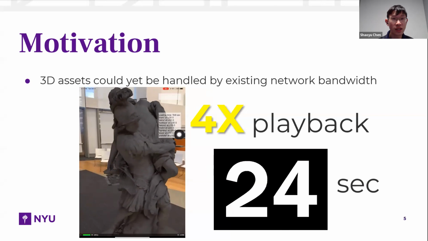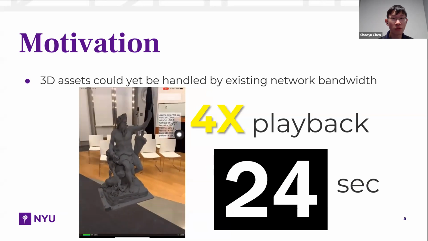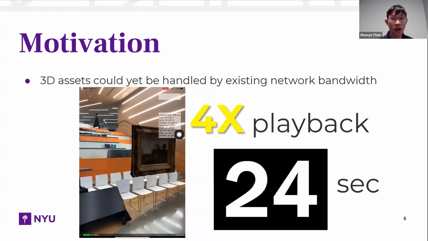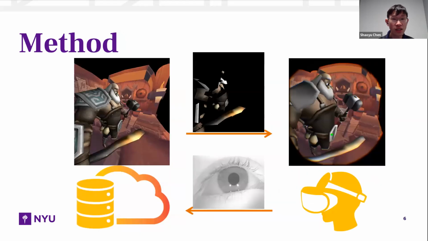Therefore, even though realistic rendering can be achieved by modern processor technology, the required 3D assets cannot yet be handled by the existing network bandwidth. This can cause long latency that compromises user experience. To address this challenge, we present a gaze-contingent and perception-aware 3D immersive streaming system suitable for virtual reality applications.